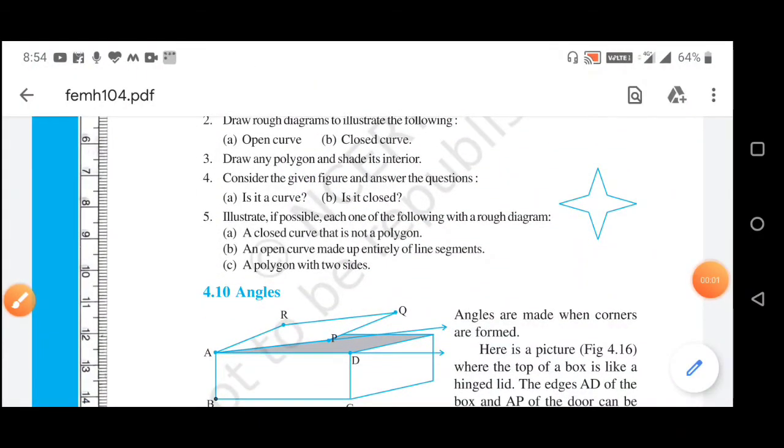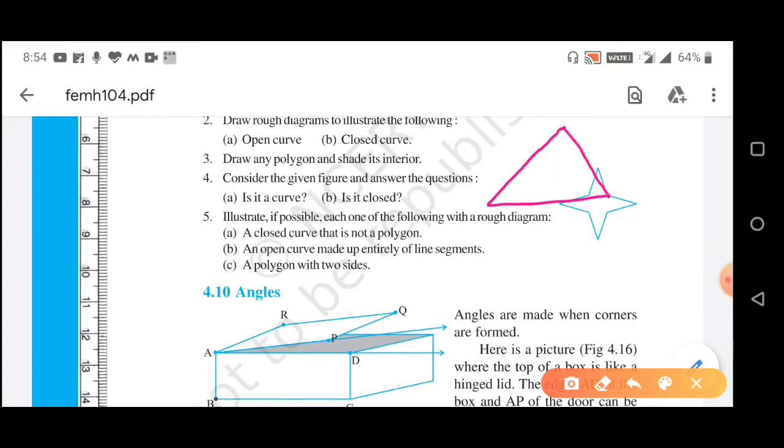Question number 3, draw any polygon and shade its interior. So I am drawing the polygon. Suppose I am drawing a 3-sided polygon which is a triangle. Shade the interior means you have to shade the interior. Interior means the inside region of the polygon.